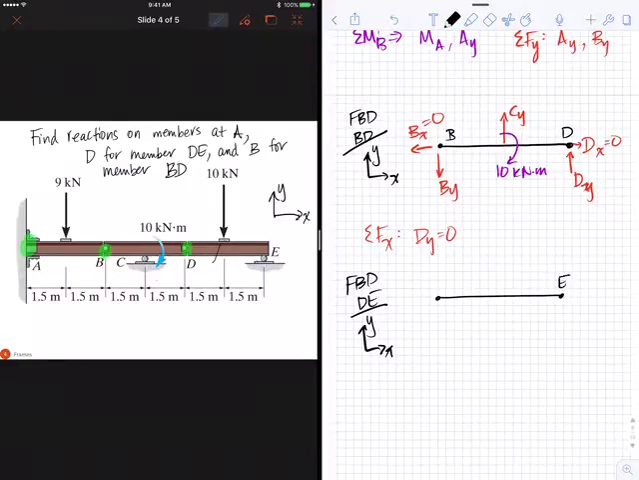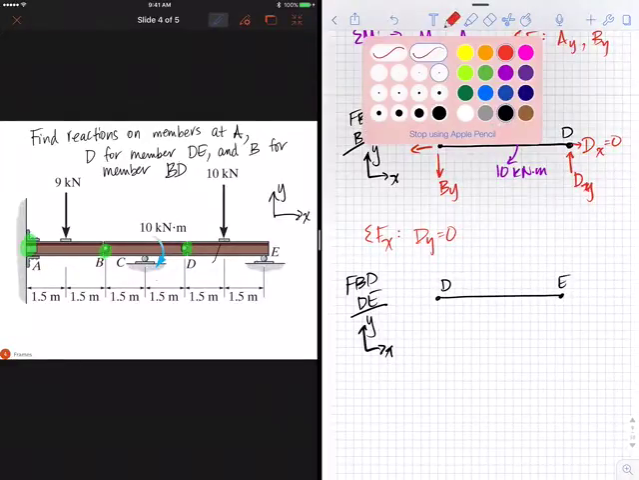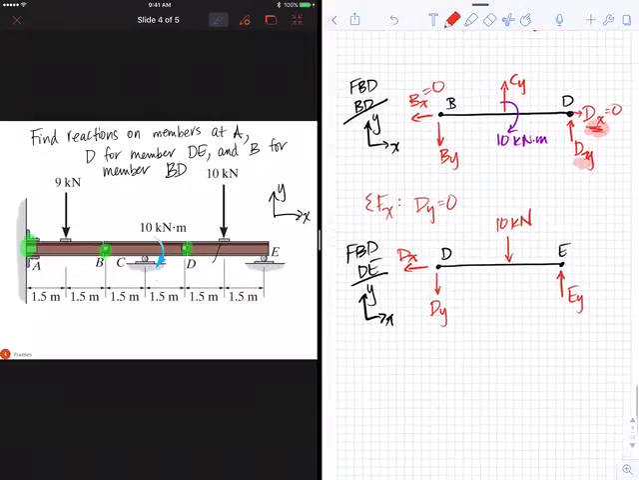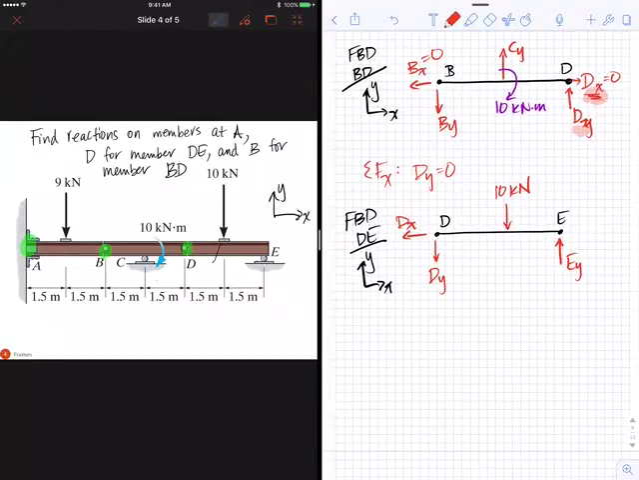So let's do DE. Here E, D, again being consistent with the sign. DX needs to now point to the left in order to balance what was happening up here. And to balance this DY, I'm going to draw the next one with the DY coming down. I have the 10 kilonewtons in the middle, and at E I have EY coming up. So now I can take the sum of moments at D and get EY straight away.